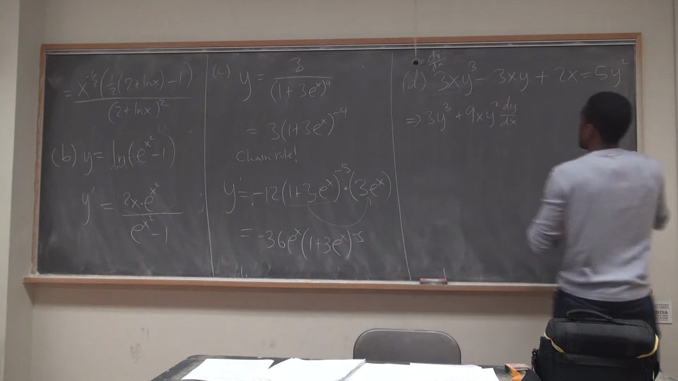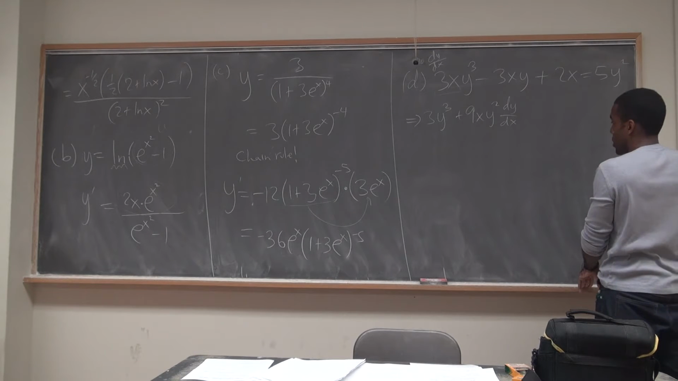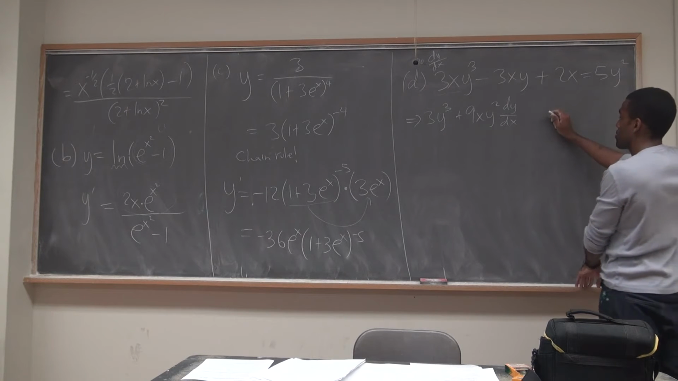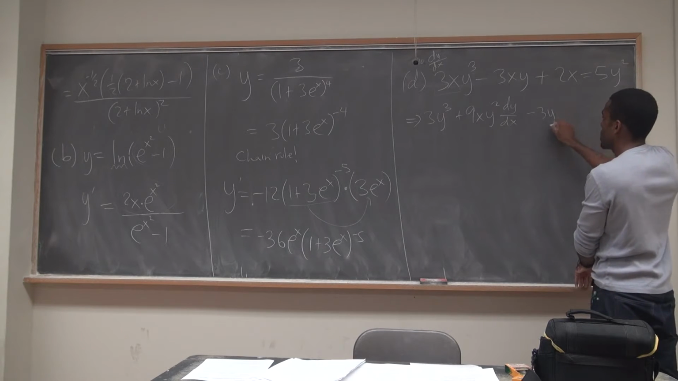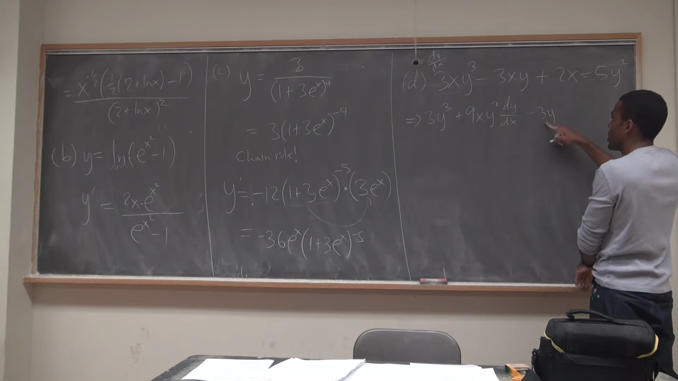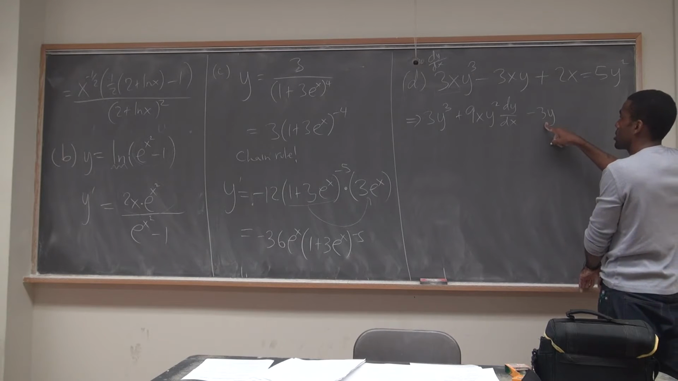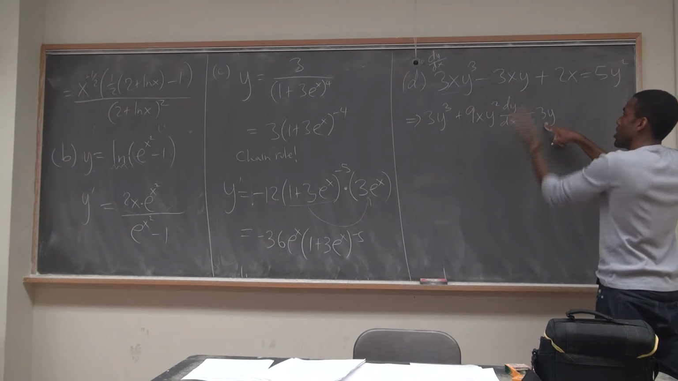So here, what is this going to become? Same thing. Product rule again, so what does it look like? 3y minus 3y plus dy dx. What did you just differentiate? You just differentiated the x, right? Don't do anything. Move on.